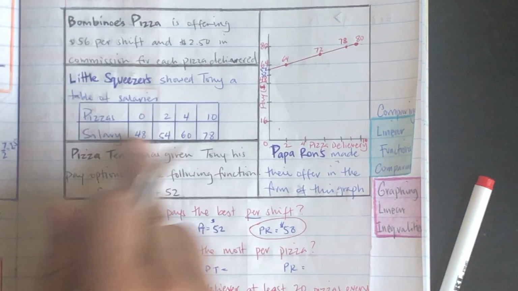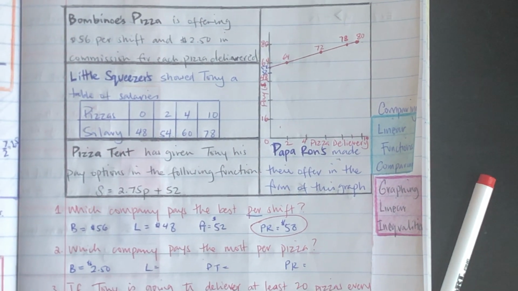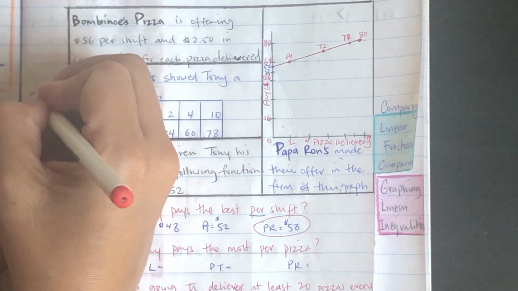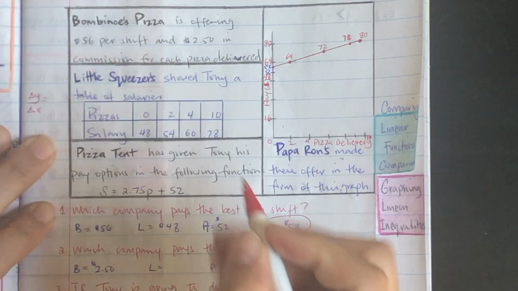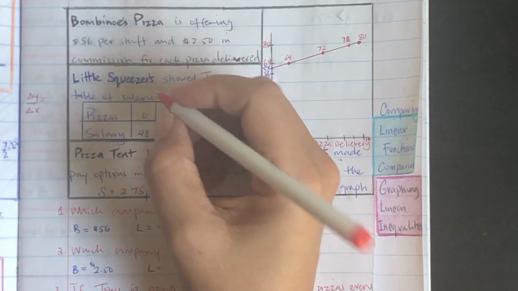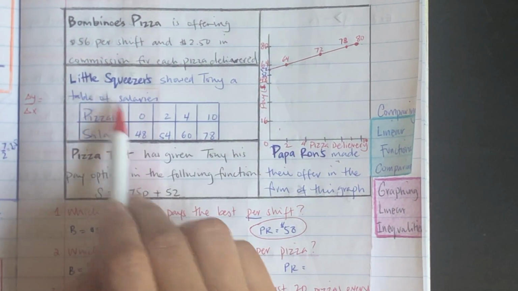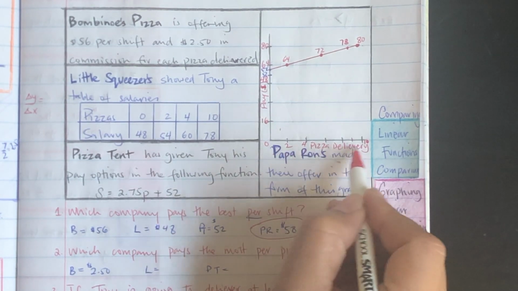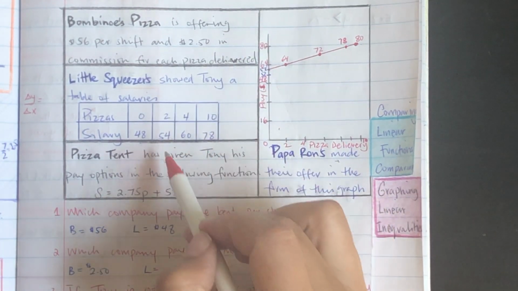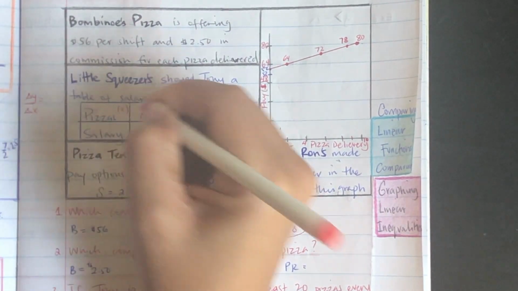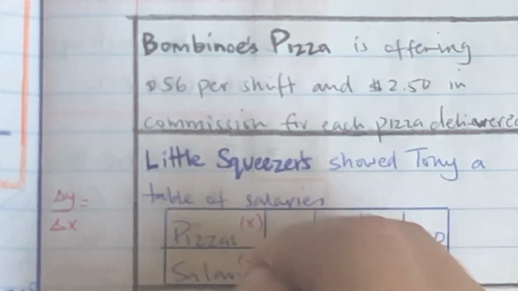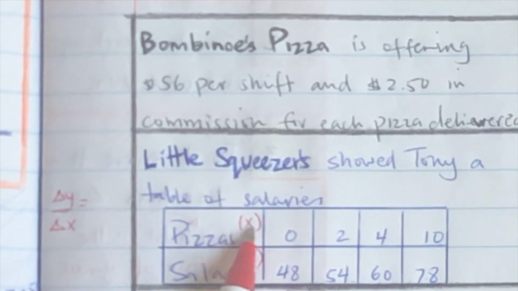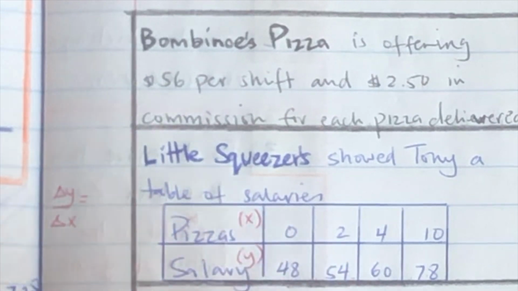This one, how is it changing every time? I have to actually calculate it. So change in Y over change in X. My pizzas go on the X-axis, and my salary is on the Y. So time and the number of things is always on the X-axis.